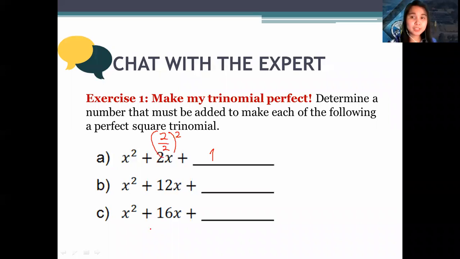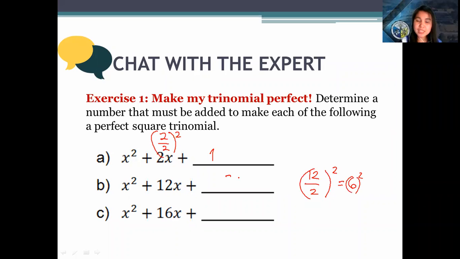Next, how about for B? X squared plus 12x plus, so you have 12 divided by 2, square it. So you have 6 squared is 36. Very good. Next, how about for C? What must be the last one? 16 divided by 2 is 8, but we need to square it. So that's 64.